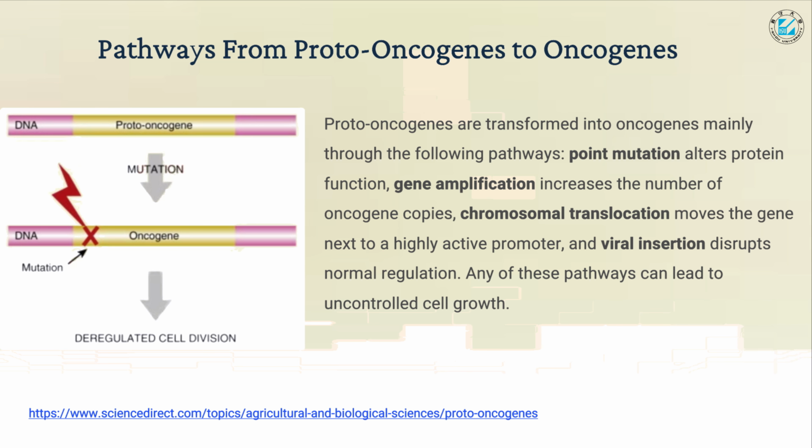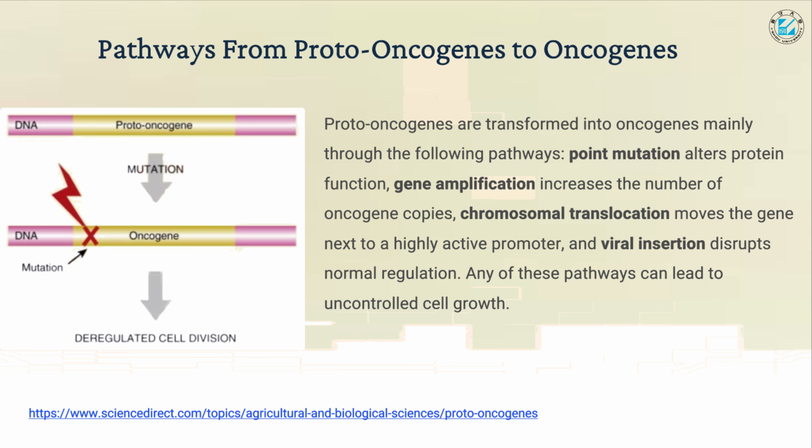This slide shows how a proto-oncogene can become an oncogene. There are several major mechanisms. First, a point mutation may alter the protein structure and make it continuously active. For example, a mutation in the RAS gene can keep a growth signaling pathway turned on. Second, gene amplification may increase the number of copies of the proto-oncogene. More copies lead to overproduction of growth-promoting protein.